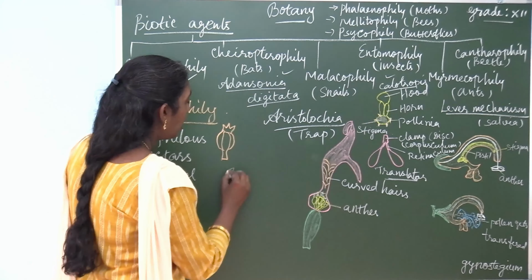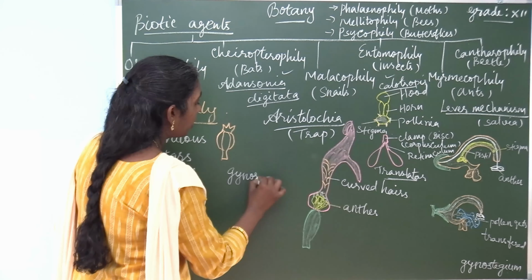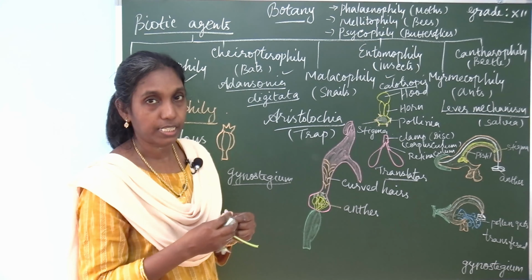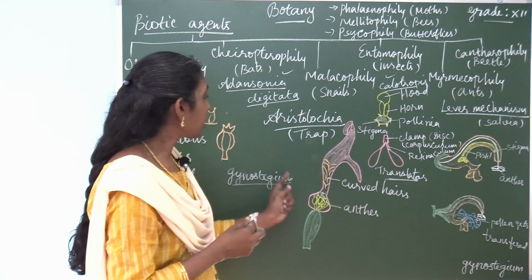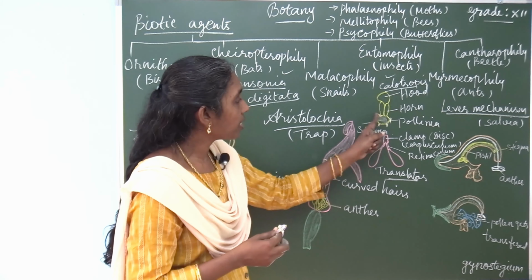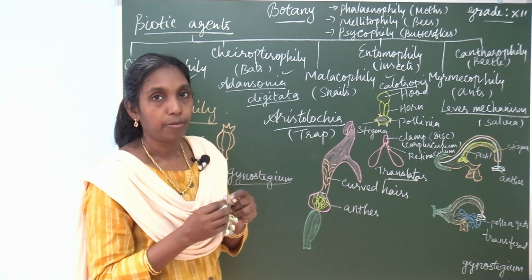The term is gynostegium. That means the anther and the stigma make a connection. So, together it is called a gynostegium. Gynoecium and androecium together are present. So, it makes a gynostegium. The stigmatic region is this end and the pollens are present at the side.